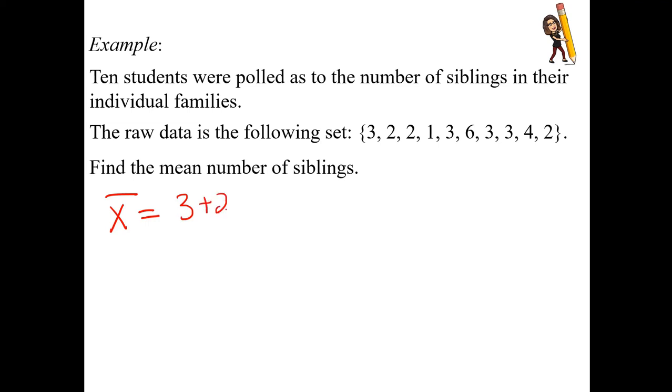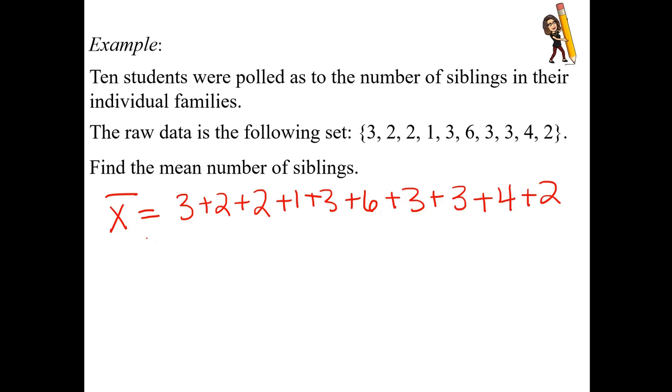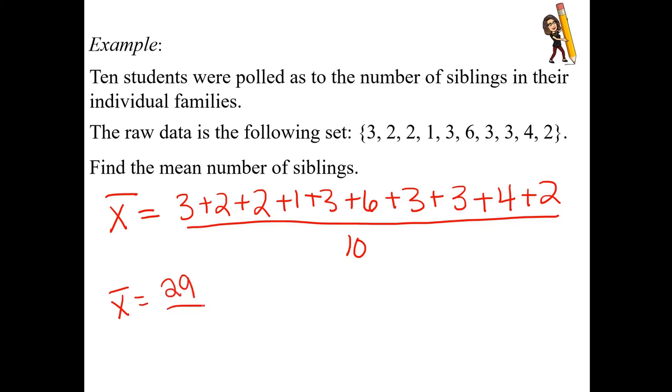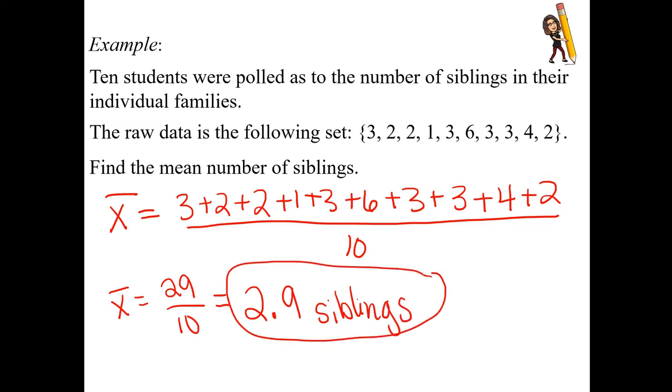So X bar is equal to 3 plus 2 plus 2 plus 1 plus 3 plus 6 plus 3 plus 3 plus 4 plus 2, all divided by our total number of people surveyed, which is 10. If we add up all those numbers, we get 29, all divided by 10. 29 divided by 10 as a decimal is 2.9 siblings. That would be our final answer for the average, or the mean.